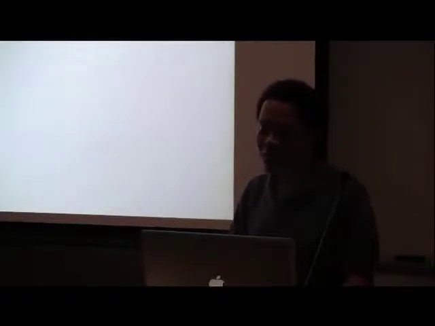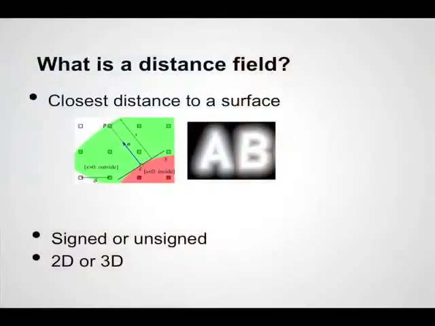So what exactly is a distance field? A distance field is simply the closest distance to a given surface. So the distance to the surface of a sphere, the distance to the surface of a cube, the distance to the surface of a mesh. It looks something like this in the case of font rendering. It's actually very useful for font rendering as well. Basically, outside of the surface, it's positive, and inside of the surface, it's a negative value.